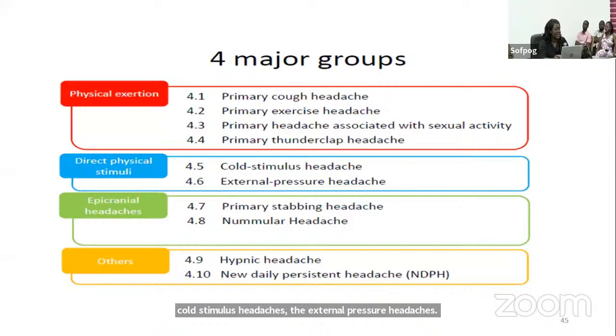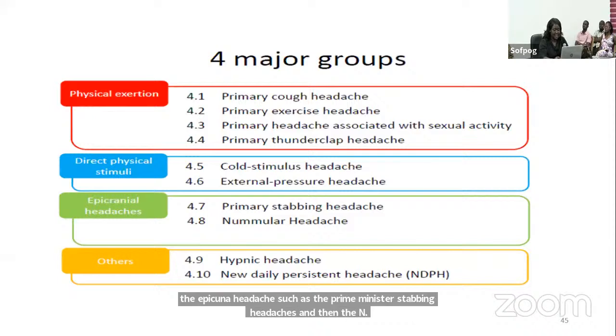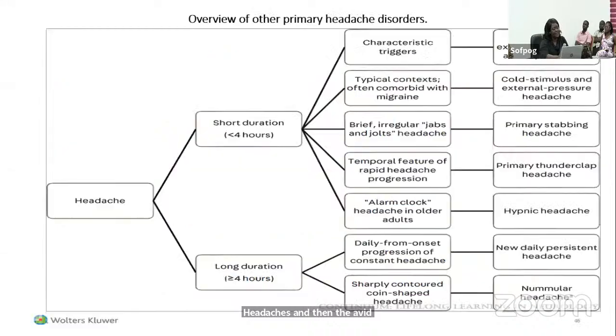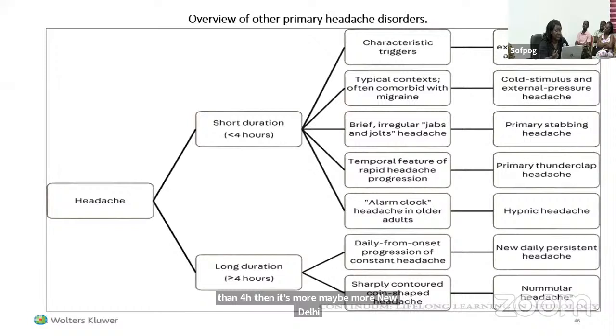Then there are epicranial headaches, such as the primary stabbing headaches, and then the nummular headaches, and then the others. Because they are very diverse, I brought up this chart to help us streamline it, because there are 10 of them. So if you are suspecting other primary headache disorder, then you can look at the duration. If the duration is more than 4 hours, then it's maybe more of new daily persistent headache or nummular headaches, when you satisfy the other criteria or description I have given. Then if it's less than 4 hours, then maybe the other types.